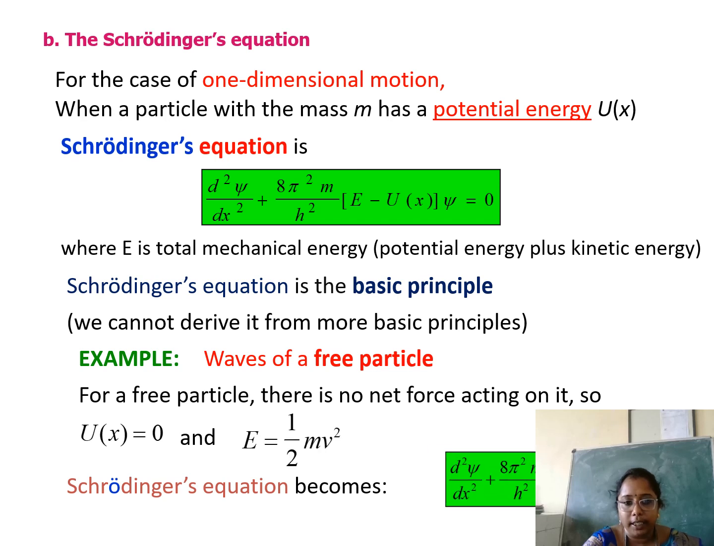If potential energy becomes 0, it means there exists only kinetic energy. So this equation can be expressed for kinetic energy as d²ψ/dx² + (8π²m/h²)Eψ = 0.